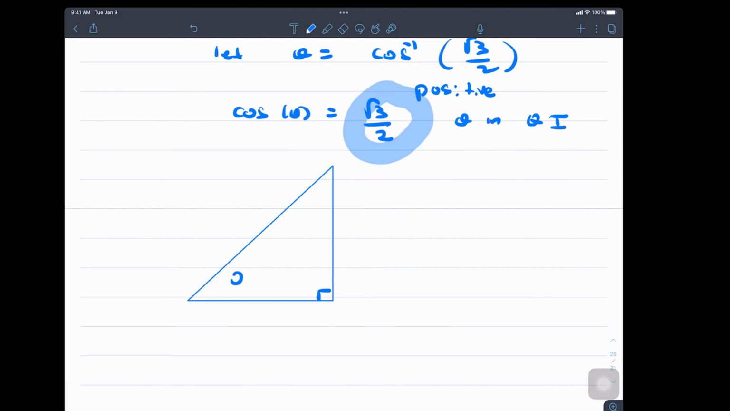So, adjacent over hypotenuse. What does that mean this is? 1. And then you go, oh, I know. This is going to be now what again? This is 1, this is 2. Oh, theta is half of what? Theta is half of 60. Right? Half of 60 is what? 30.